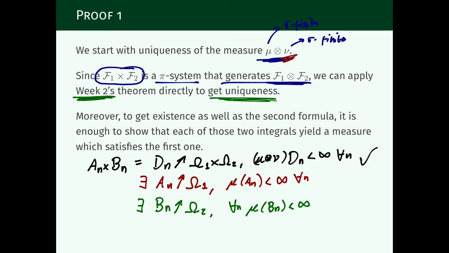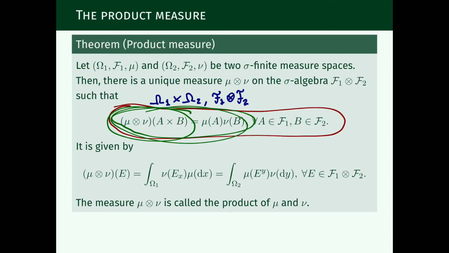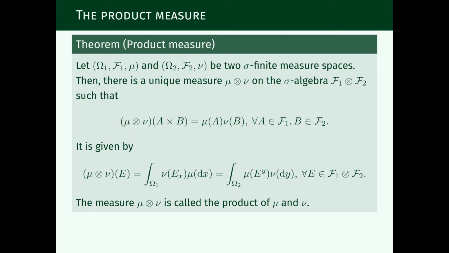Okay. And because it is unique, we just need to get existence. And once we get existence, if we get existence in two different ways, we get already for free that these two ways are giving the same measure, because we already have uniqueness. So for the second part of the theorem, we don't need to show all the equalities. We do not need to show this equality here.